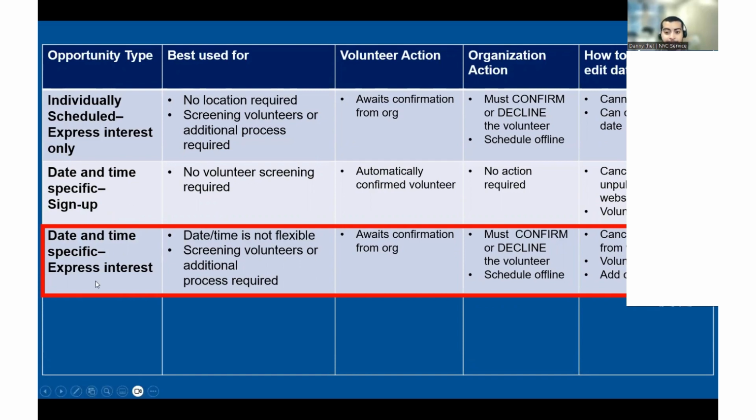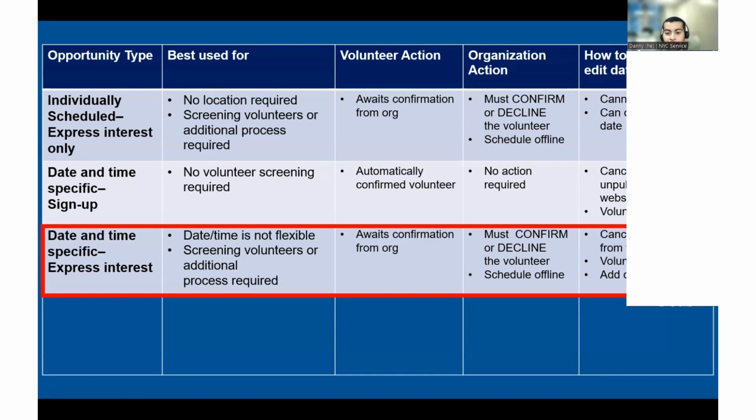So date and time specific express interest is best used if the date and time is not flexible. So that is, the opportunity happens at a particular date at a particular time. And it's also best used for screening volunteers. So let's say, for example, you have an opportunity for tutoring youth that might require background checks or additional screening, then this would be best used for that.